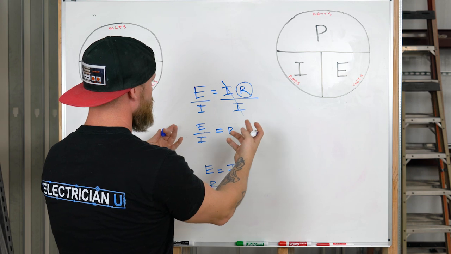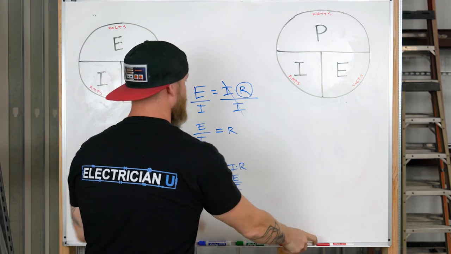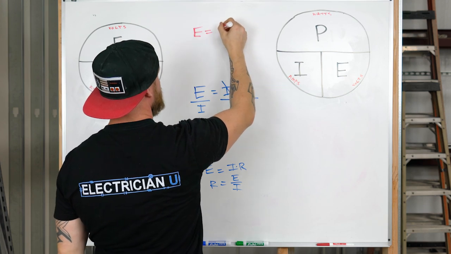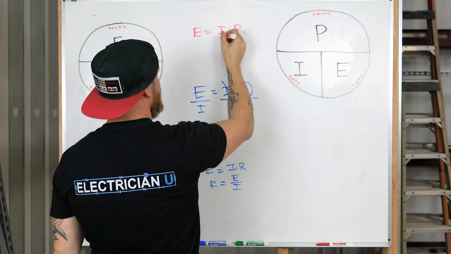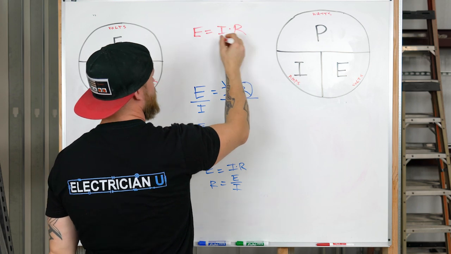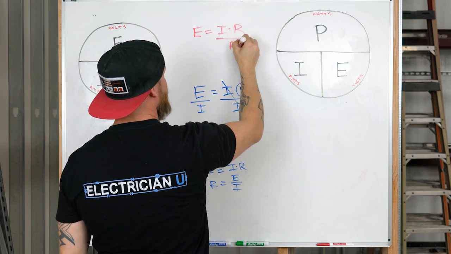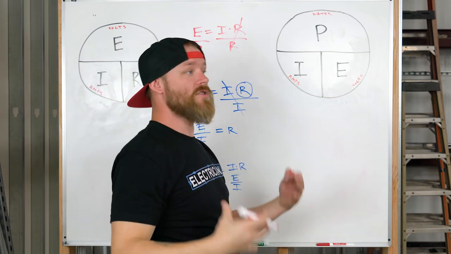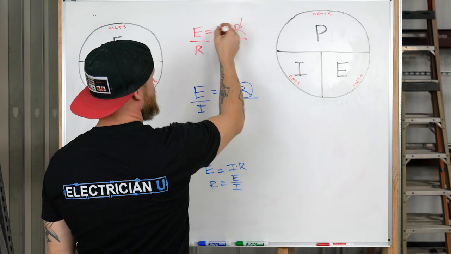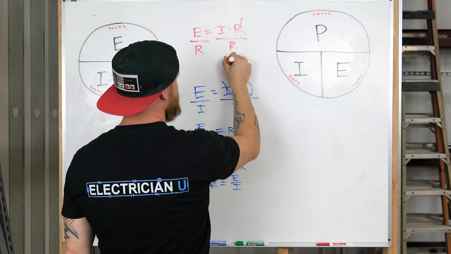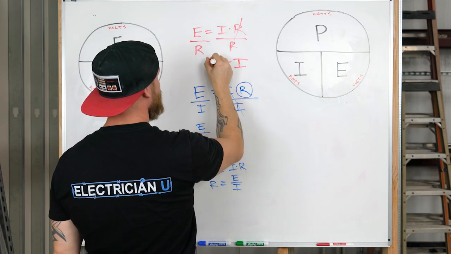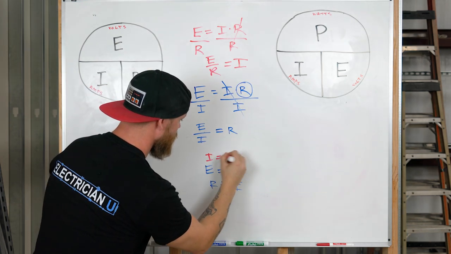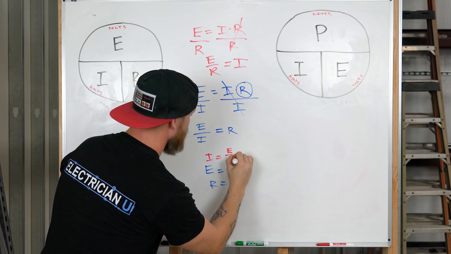So the same thing would be true if, instead of isolating R, say we wanted to isolate I. If we've got E equals I times R, and we want to get I out by itself, then you would just divide by R to get rid of it, and then you divide the other side by R because you have to balance the equation, do the same thing on both sides. So the ultimate equation for I would be E over R. So that goes back down here, I equals E over R.